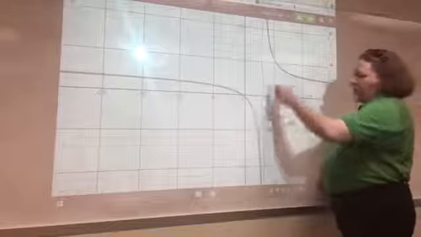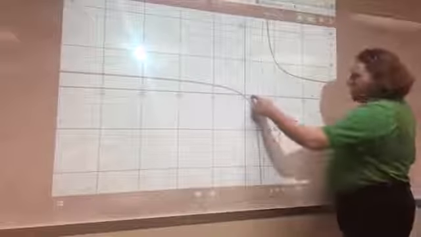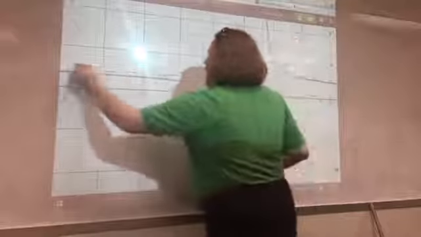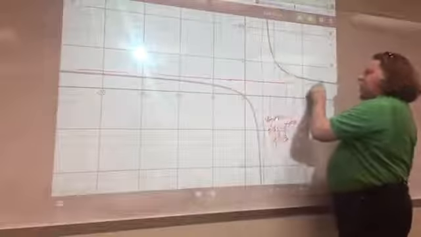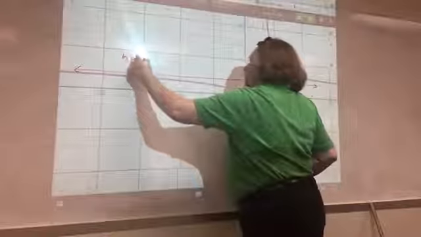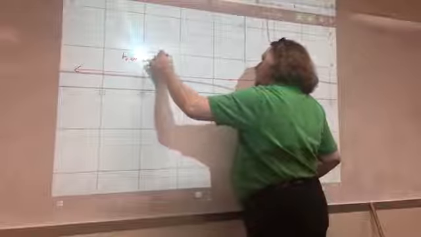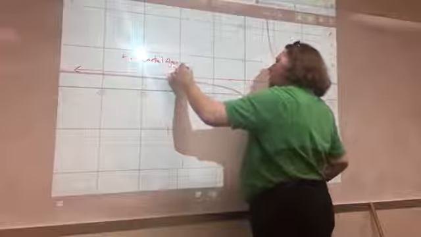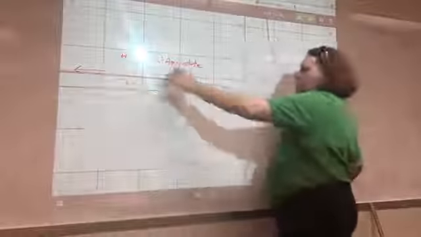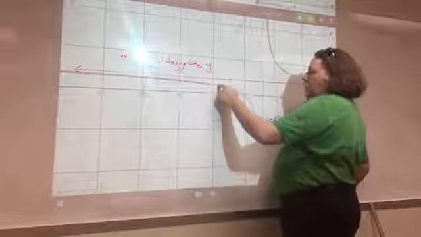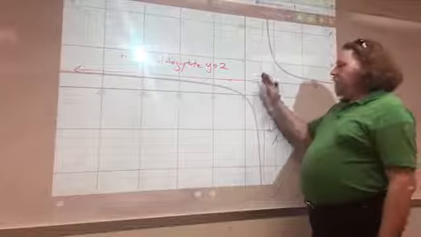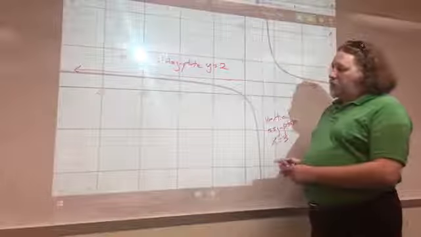Remember, vertical lines are always written as x equals, so this is x equals 1, 2, 3. And I can also see that there is a horizontal asymptote right there. So I also have a horizontal asymptote. Horizontal lines are always y equals, going up 1, 2, y equals 2. So we have a vertical asymptote at x equals 3 and a horizontal asymptote at y equals 2.